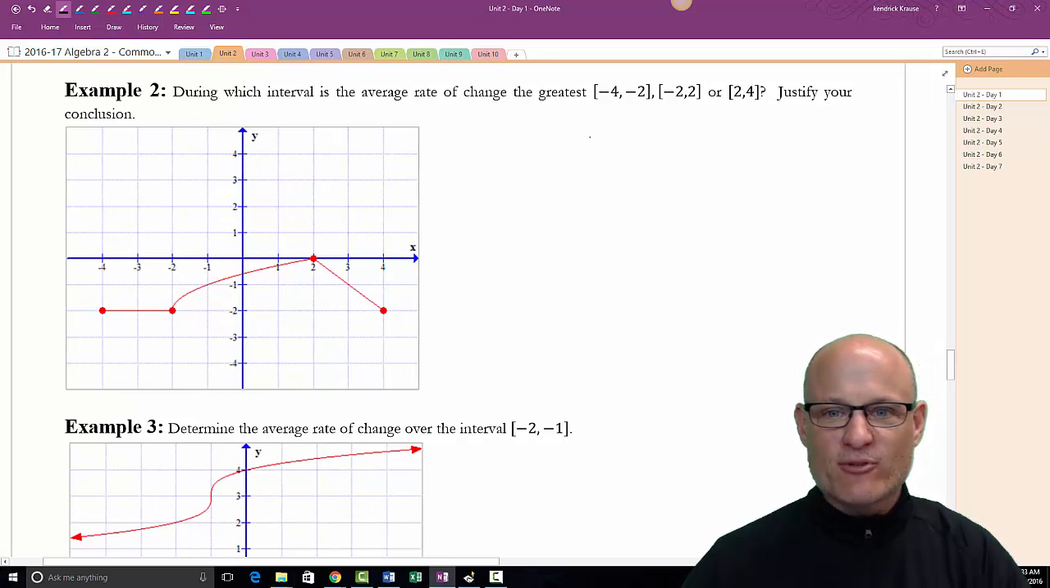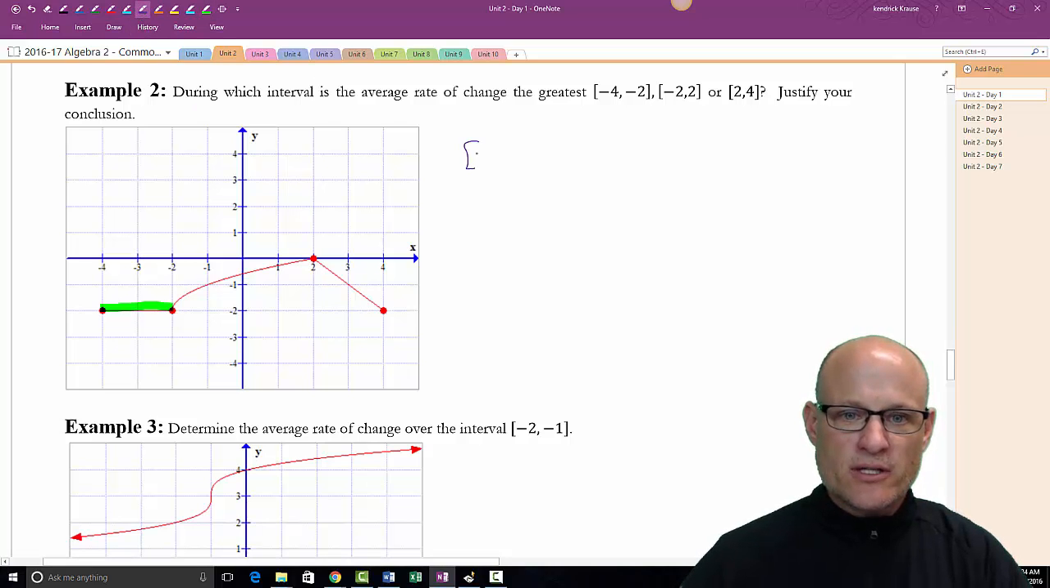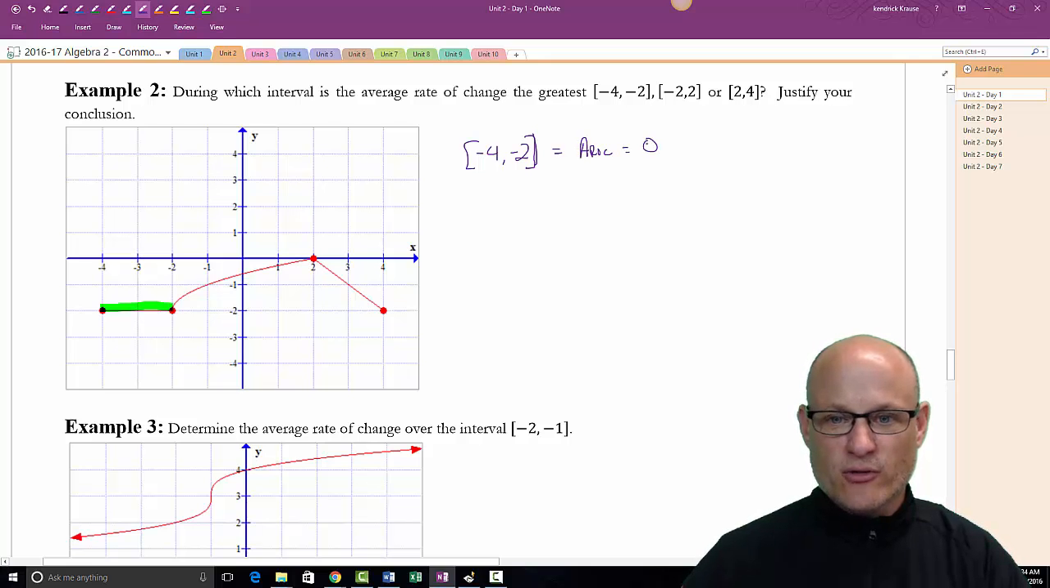Okay, we're going to do average rate of change for these. So some of these are pretty easy. For -4 to -2, that's just a line, and that slope, the AROC there, is just 0. This last one, 2 comma 4, that's just a straight line. So its average rate of change is the slope, which is down 1 over 1. So that's -1. It's coming down.